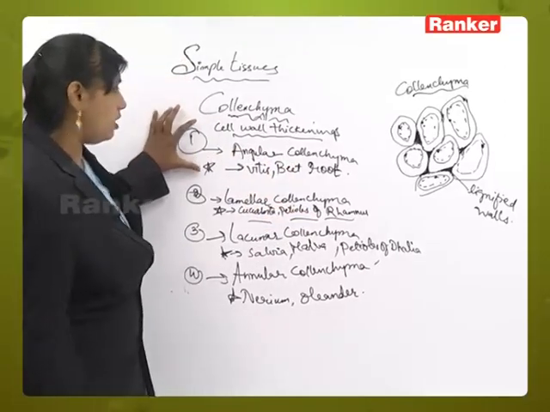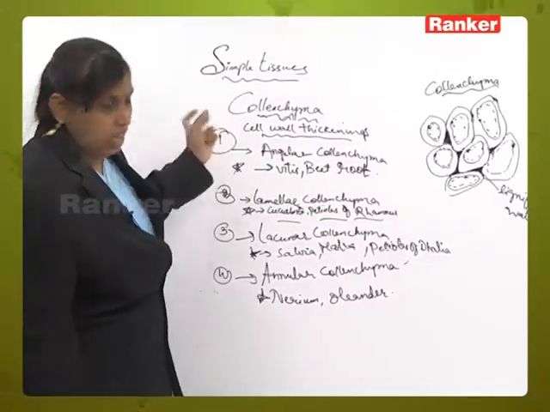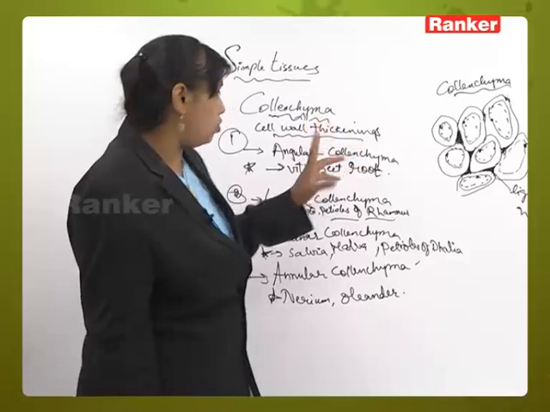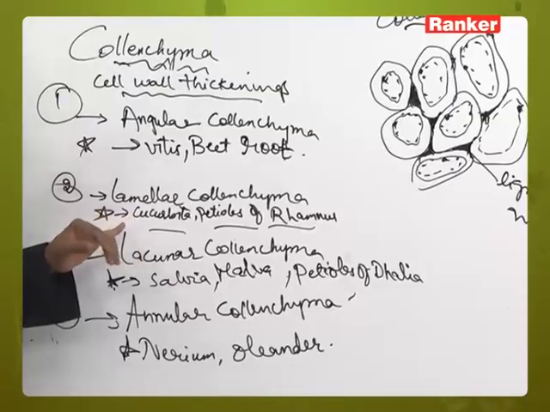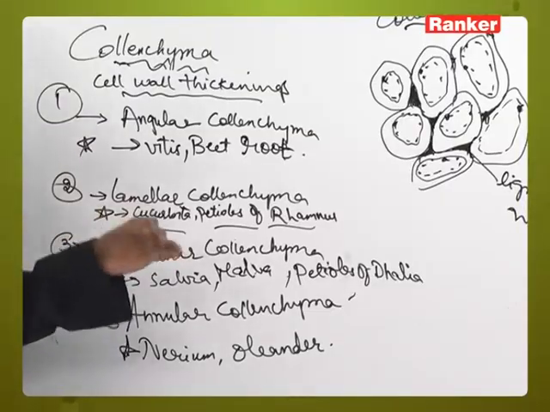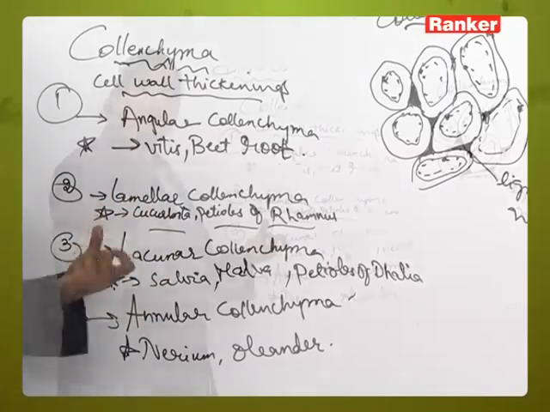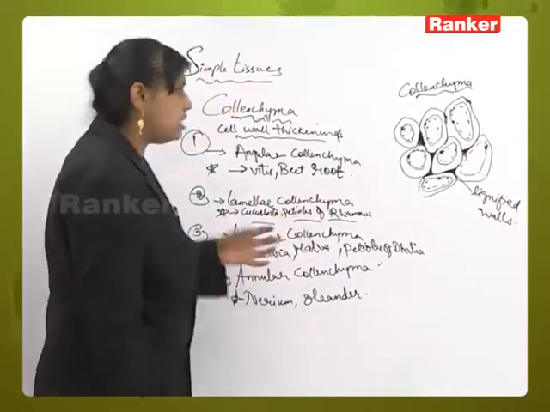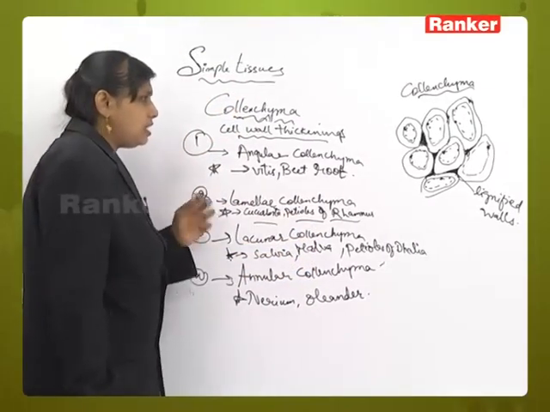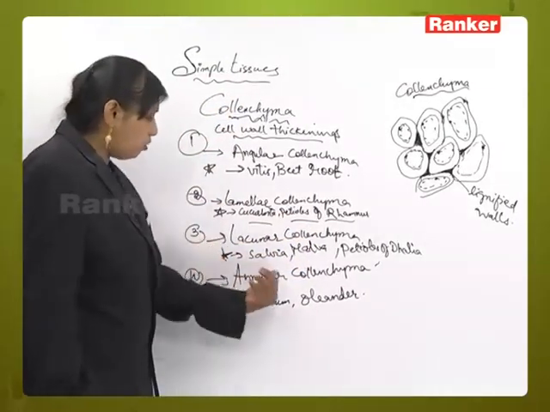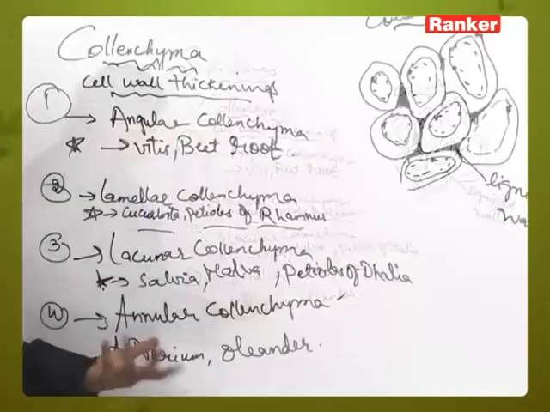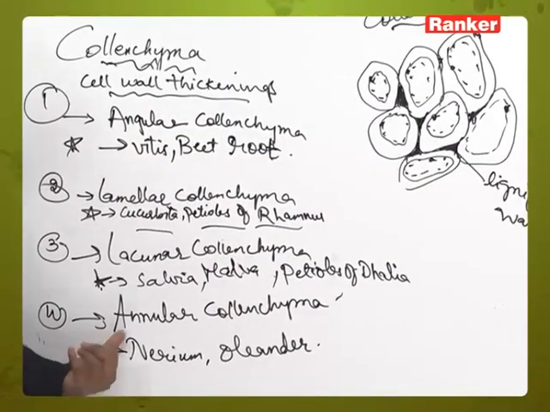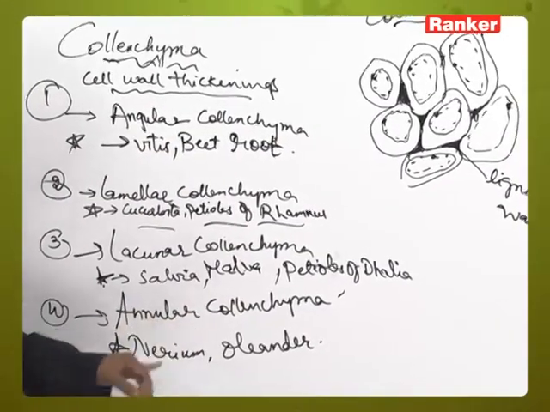So, this may be angular if it is present at the angles of 2 or 3 adjacent cells, lamellar if the cell wall thickening is present tangentially or radially, and lacunar if the cell wall thickening is present towards one side of the intercellular spaces. And if the thickening forms on all the walls and the cells are almost of similar size, then that type of Collenchyma is called annular Collenchyma.